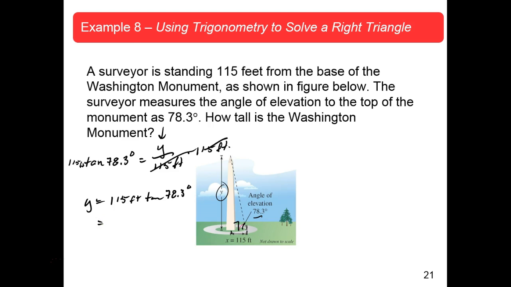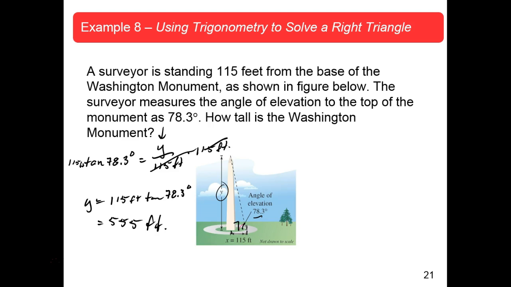Anybody? Approximately 555 feet. Good estimate there, because you're given 3 digits here, 3 digits there, so I wouldn't do it any more precise than 3 digits. And 555, yes, that's what they got as well, 555 feet. And you can ask Siri if that's right or not.